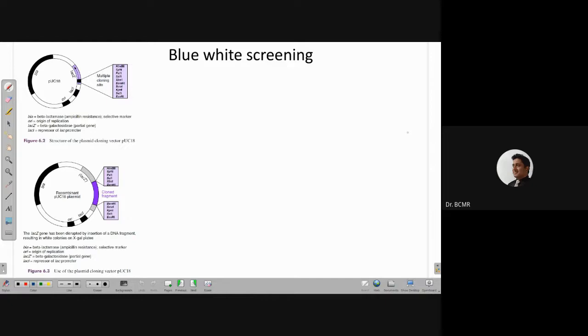So now we are going to discuss something about blue-white screening, which is interesting. You must have already read about it in biotechnology. In this one, there are two things. The first thing is we should know what is meant by alpha complementation, and then blue-white screening. I hope you know the lac operon. We are not going to discuss all of it, but there is a gene lacZ, and you have the lac promoter, operator, and so on.